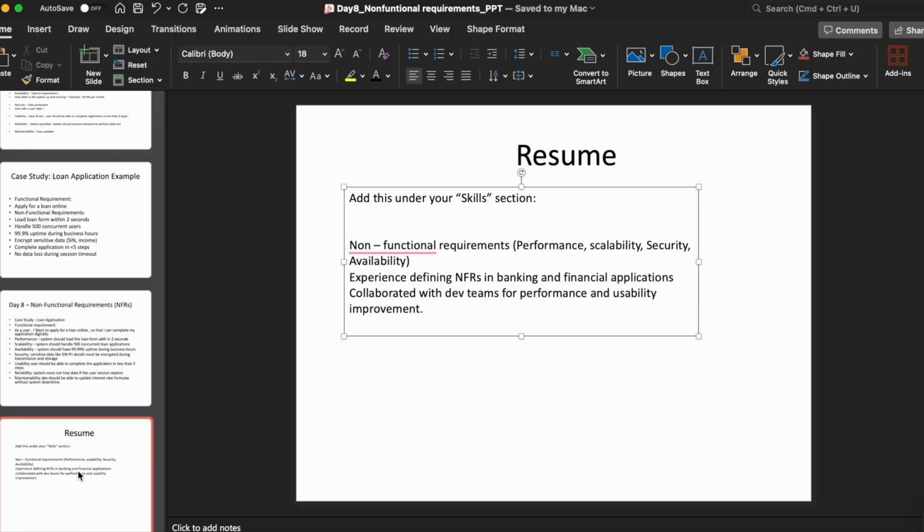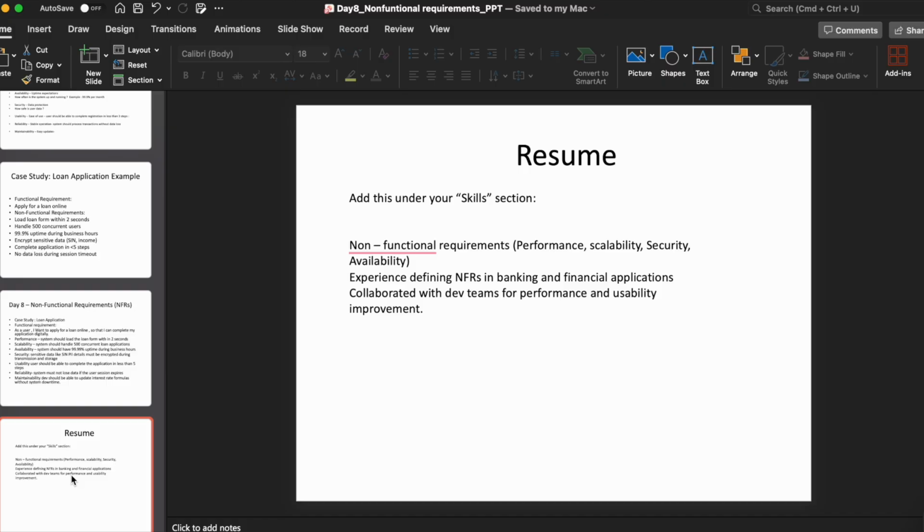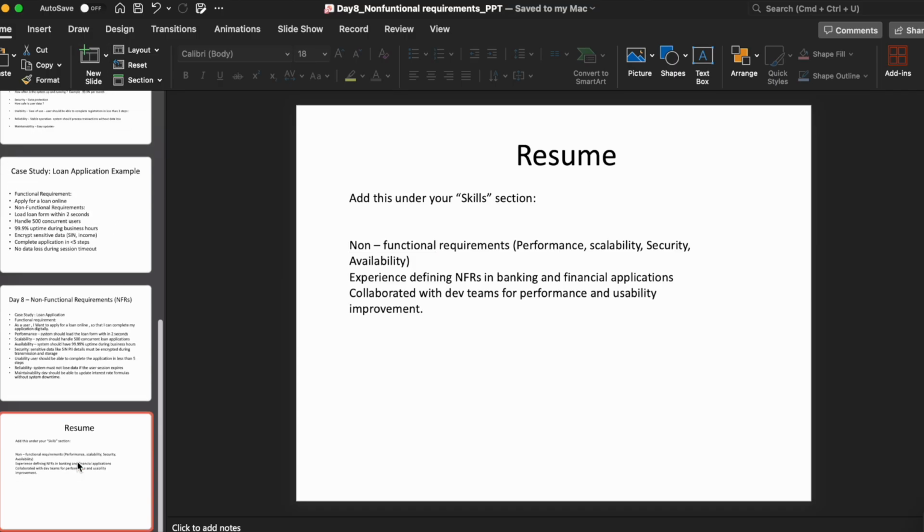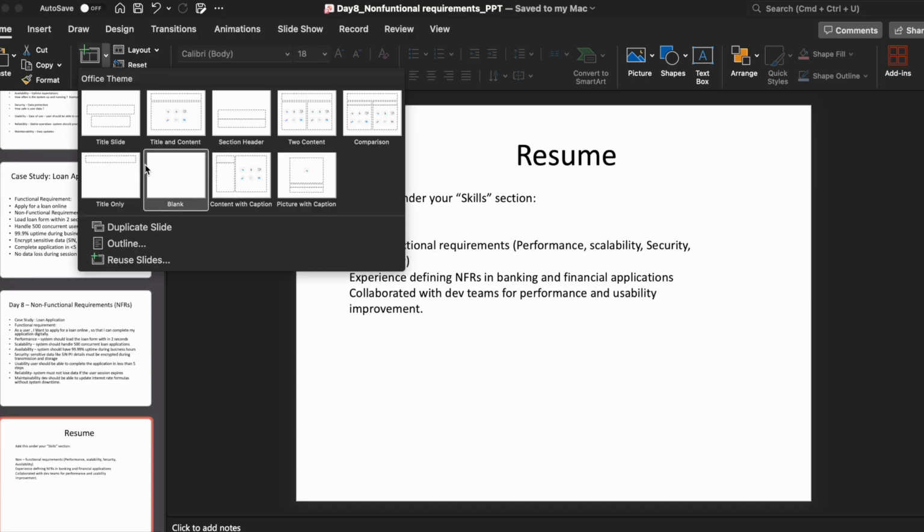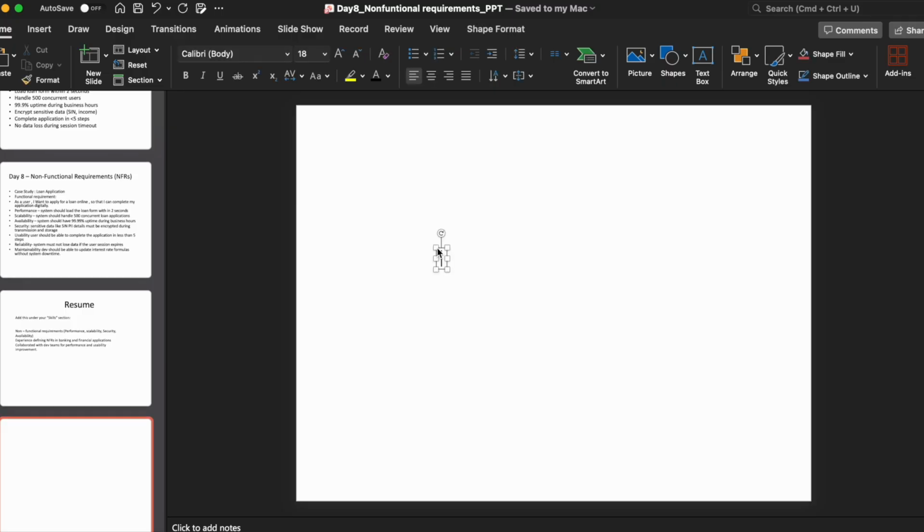That's it for today, day 8. So what's coming up? Oh, sorry, I didn't include. Let me provide you what is coming for tomorrow. So now you know how to define how well your system should work, not just what it should do. The non-functional requirements will make your user story stronger and your project more realistic.